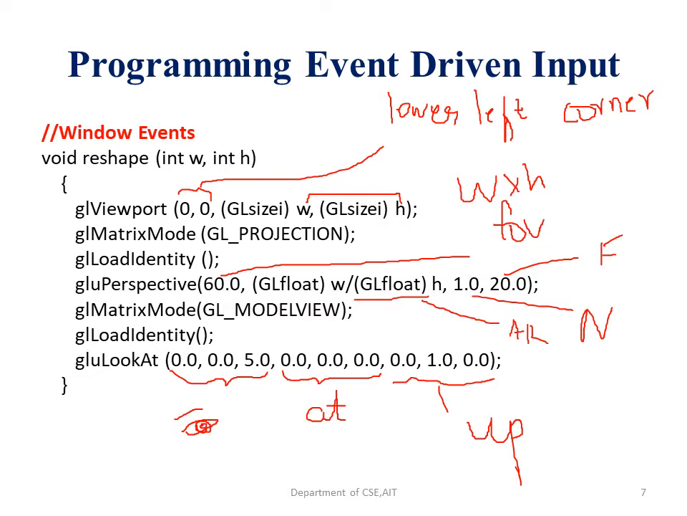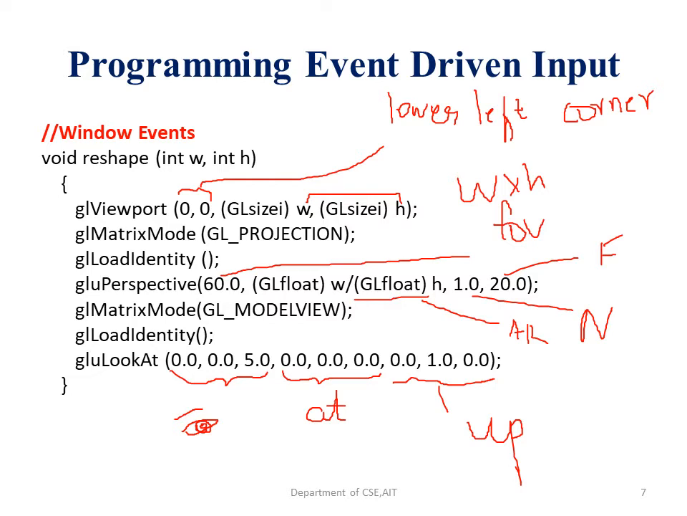Then whenever we have any window event, or any API which is used for viewing, that is perspective, ortho, frustum, in all these cases it is always a good practice to first go for matrix mode and load identity. With the matrix mode, we first go for projecting the view. We have to project this onto the screen. That is why we go for the projection matrix.